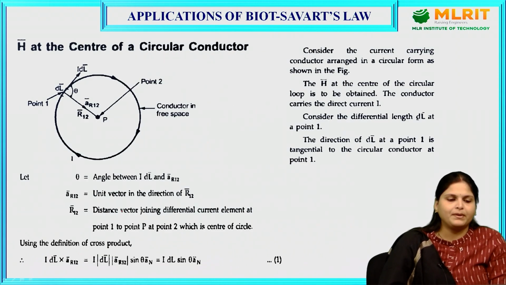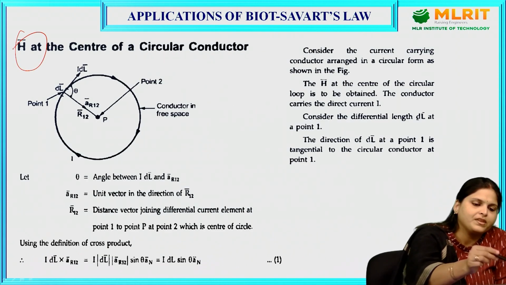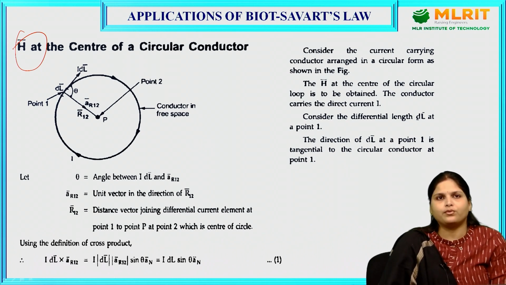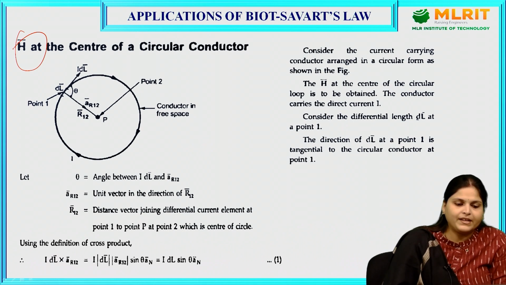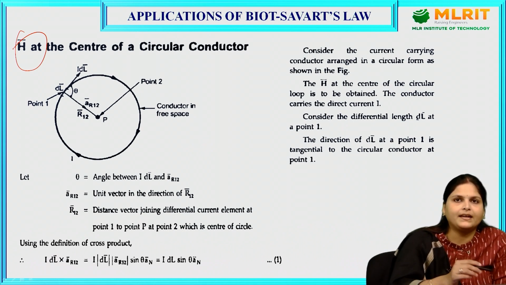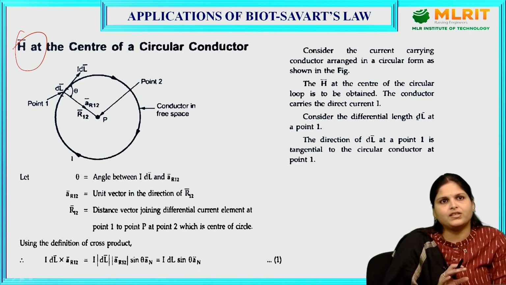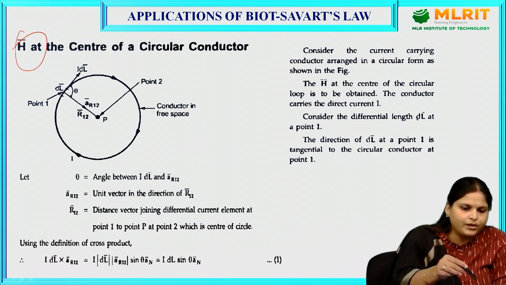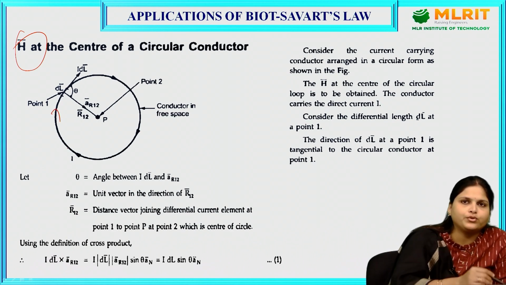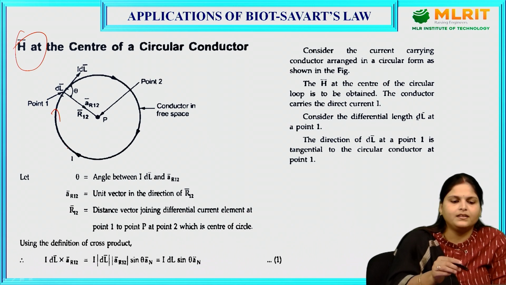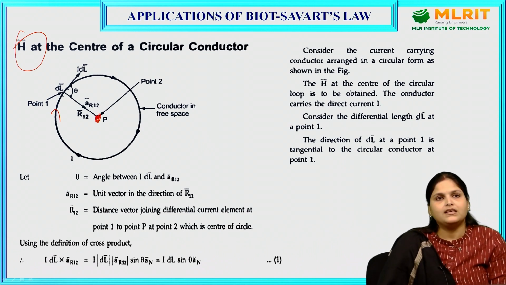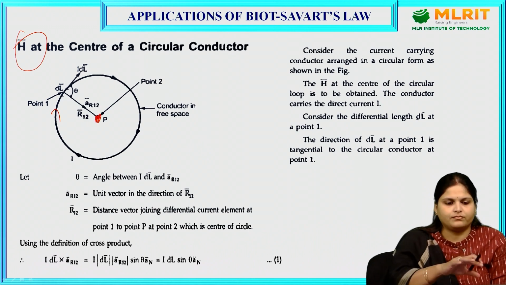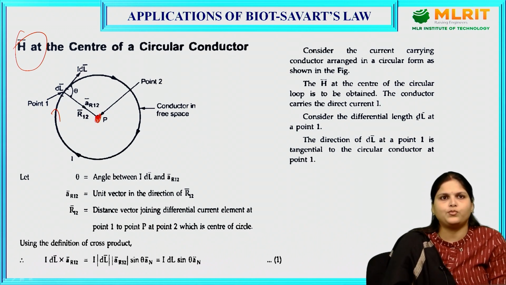Let's see another application. Now we will find out H at the center of a circular conductor. To do that, we have this arrangement. Here we have a current carrying conductor which is arranged in a circular form, and here constant current is flowing through it, and due to this arrangement we need to find out field intensity at the center of this circle. This point is located at the center of this arrangement.